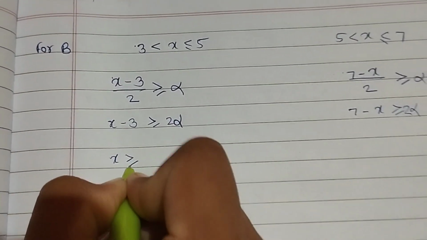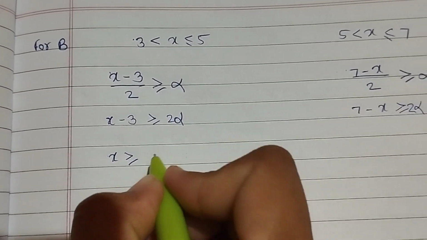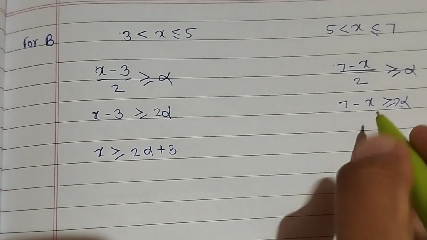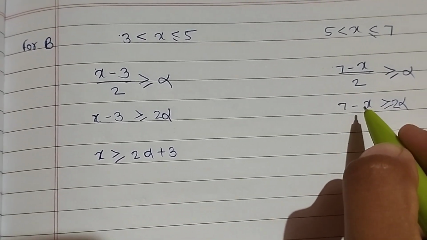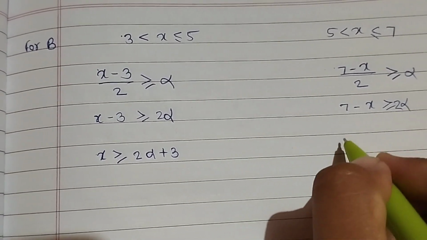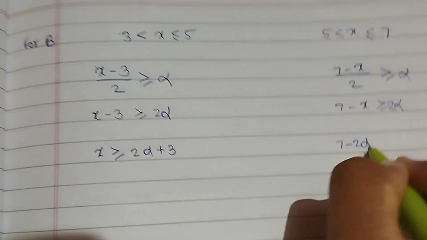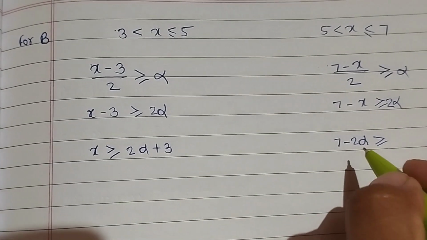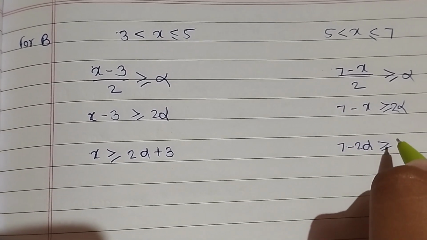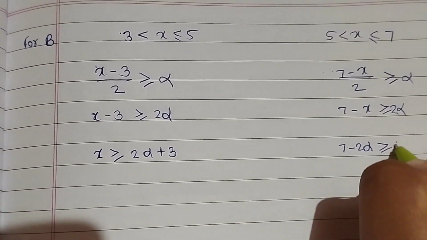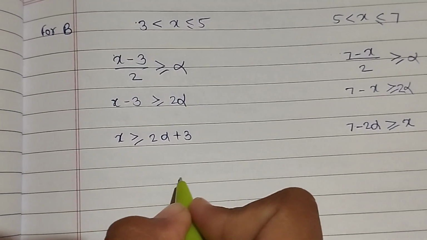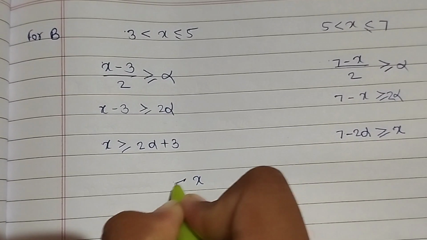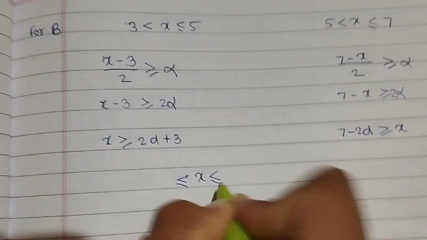Then we want only x. So x is greater than or equal to, now this minus 3 shifts to the right, then it is converted into plus 3. So 2 alpha plus 3. And here we shift minus x to the right side and 2 alpha to the left side. So 7 minus 2 alpha, because 2 alpha is positive on the right side and shifted to the left side, that's why we change the sign. Now minus x is converted into plus x. And now we write the intervals. For that we write x. Here we want the least value and here we want the most value.